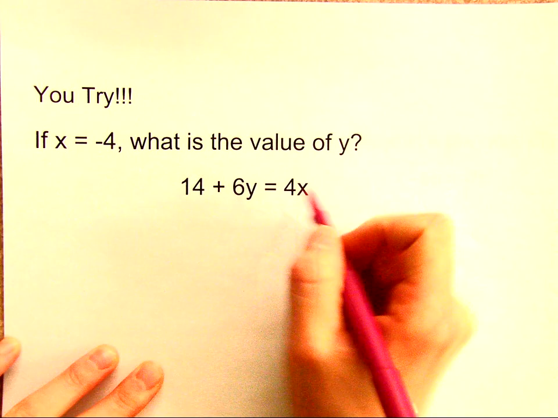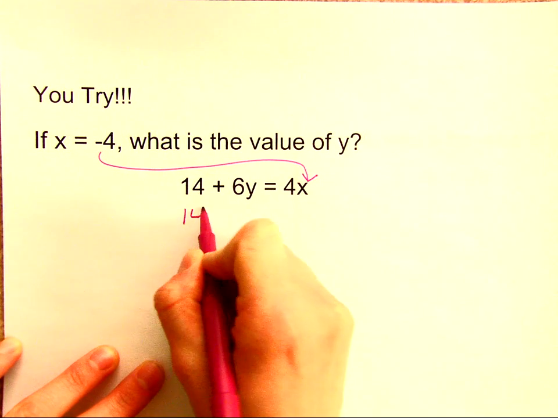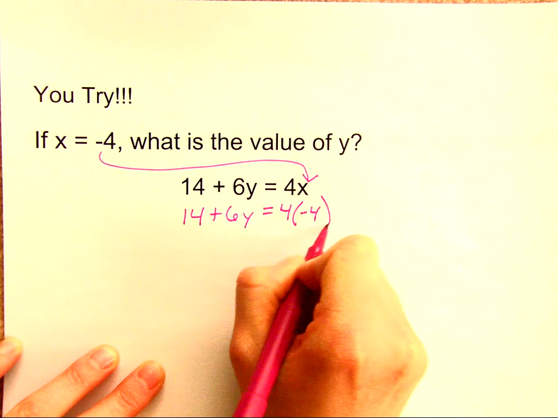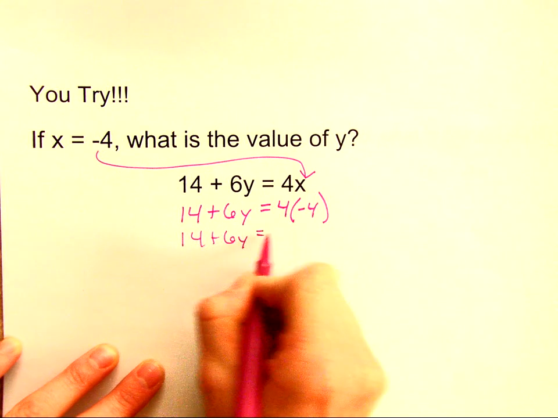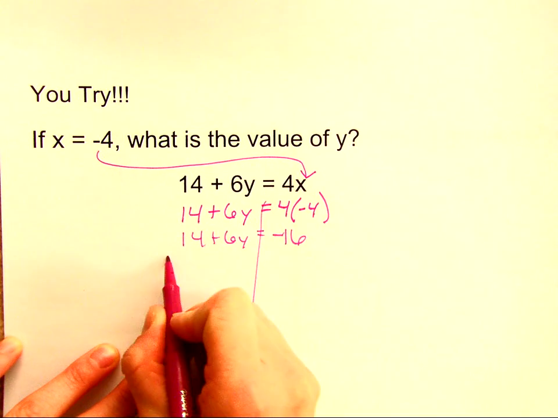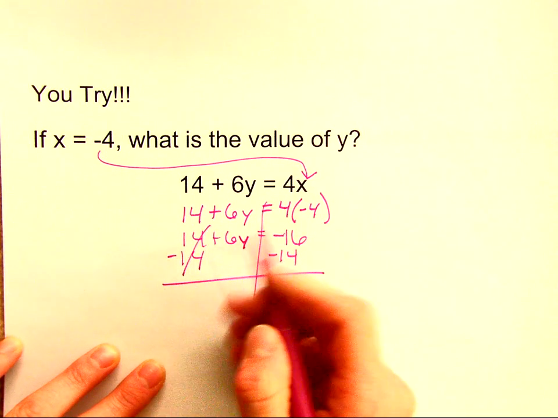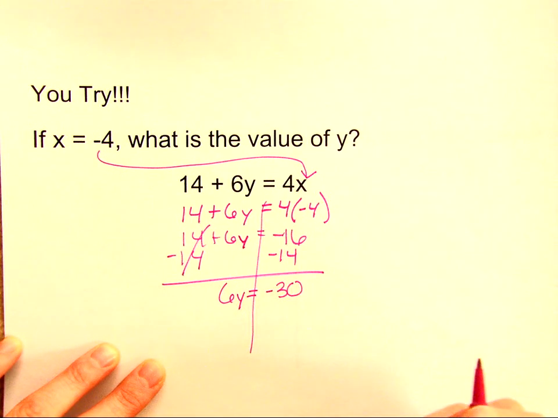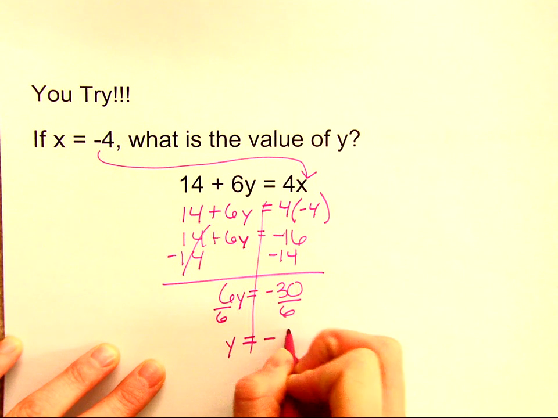Alright, so x is -4, so we're going to put that where x is, right here. So 14 plus 6y is equal to 4 times x. So 4 times -4 gives me -16. I need to get rid of this 14 because we're solving for y. So 6y is equal to -30. Divide by 6. Y is equal to -5.